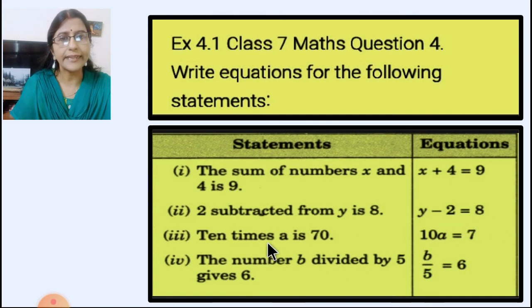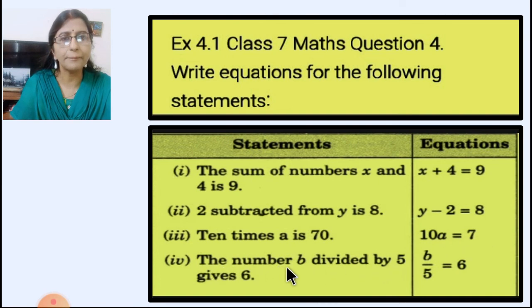Then next is 10 times a is 70. So 10 times a, times, we have learned, means multiplication. So 10 into a, or we can write directly 10a. It means there is a multiplication sign in between the number which is attached to the variable, which is multiplied by the variable. That's why it is 10 times a. You can see here 10a is equal to 70.